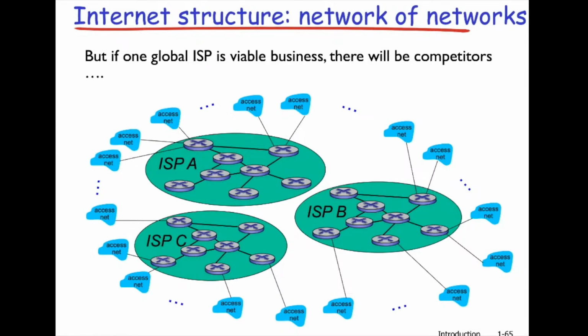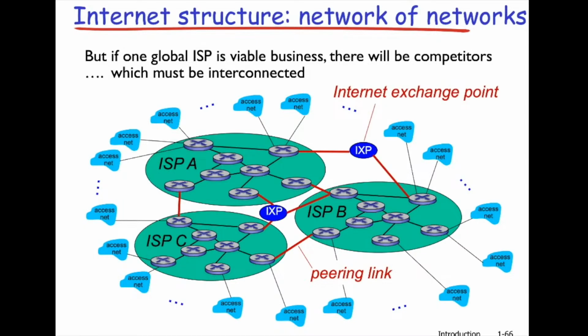They're competitors, but unfortunately, they also need to collaborate. Because just like the access nets need to be interconnected so that they can serve the end systems, their customers, ISP A, B, C will also need to interconnect so that they serve their customers, the access nets. All right, so they must interconnect. There are two ways for the global ISPs to interconnect. First is to establish peering links among each other. The other is to connect through these IXPs, Internet Exchange Points.